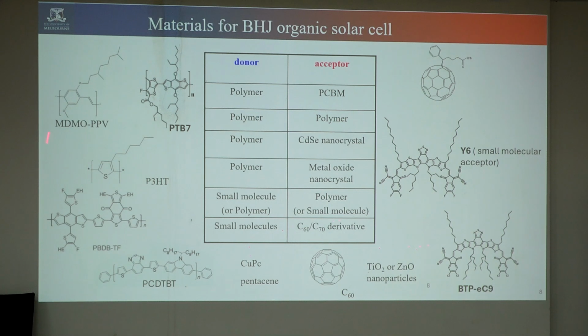Some of the examples I have taken: this is a polymer donor material, and these are all polymers. These are all small molecule donors. Then this is a fullerene acceptor, and these are all small molecule non-fullerene acceptors. This is fullerene, this is non-fullerene acceptor. This is the different type of combinations we use in OPV devices.